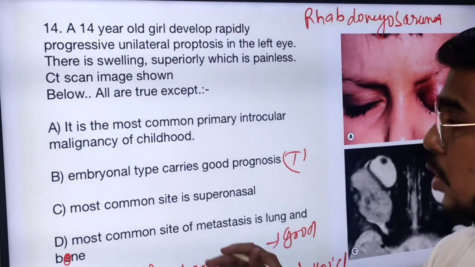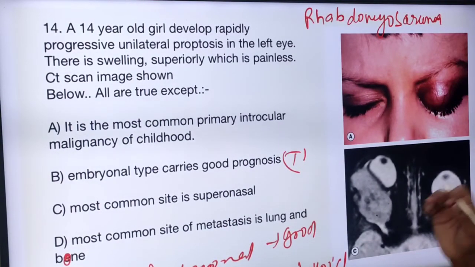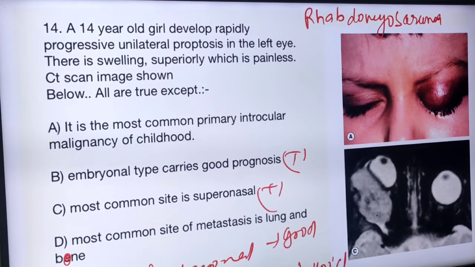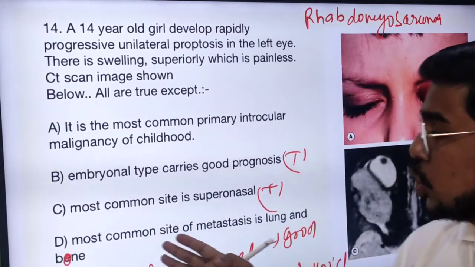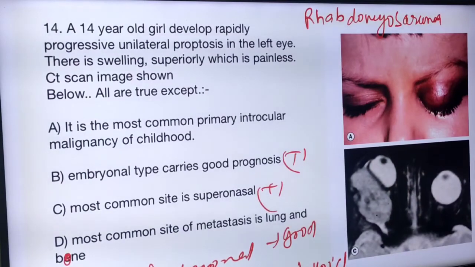Regarding prognosis, the most common site is supranasal. As you can see, it's the supranasal area only. So obviously this is the most common site. You have to remember, the most common site of metastasis is lung and bone. Yeah, it's right, it's true. So what is not true is here.